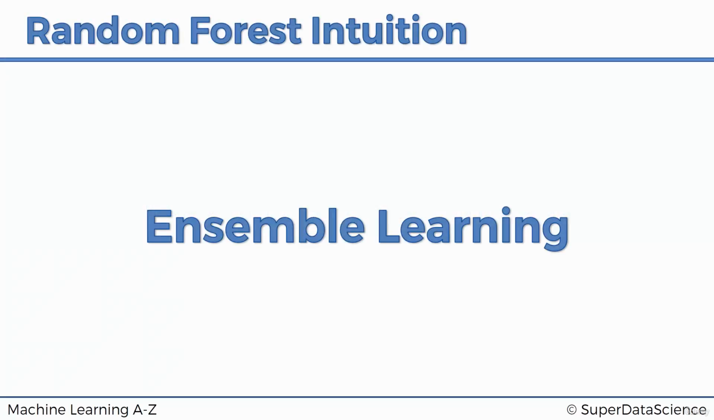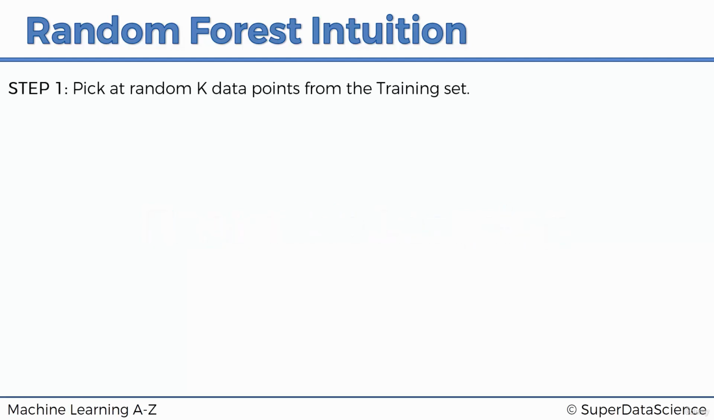Alright, so random forest and ensemble learning. Random forest is a version of ensemble learning. You've got other versions such as gradient boosting, and ensemble learning is when you take multiple algorithms, or the same algorithm multiple times, and you put them together to make something much more powerful than the original. Let's see how this works. So you pick a random k data points from your training set.